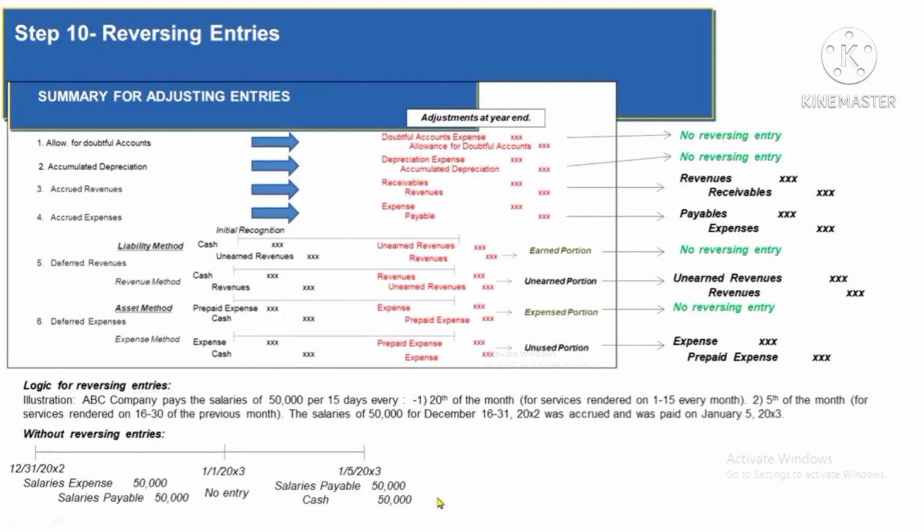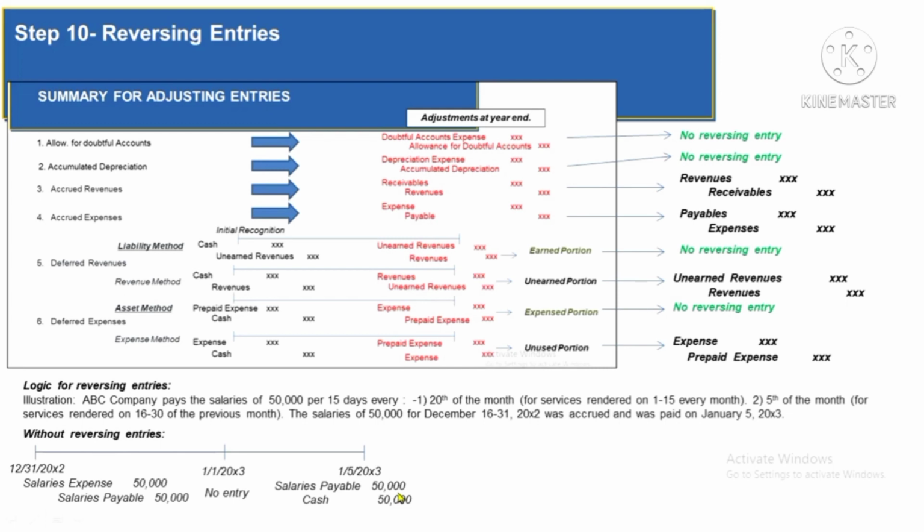The problem with this one is this: as an accountant, I would like to make only one type of entry when paying for expenses, and that is debit expenses, credit cash. As you noticed, that didn't happen here on January 5, 20x3, because the entry is debit payable. Now, what if you forgot that there is actually a payable from last year?